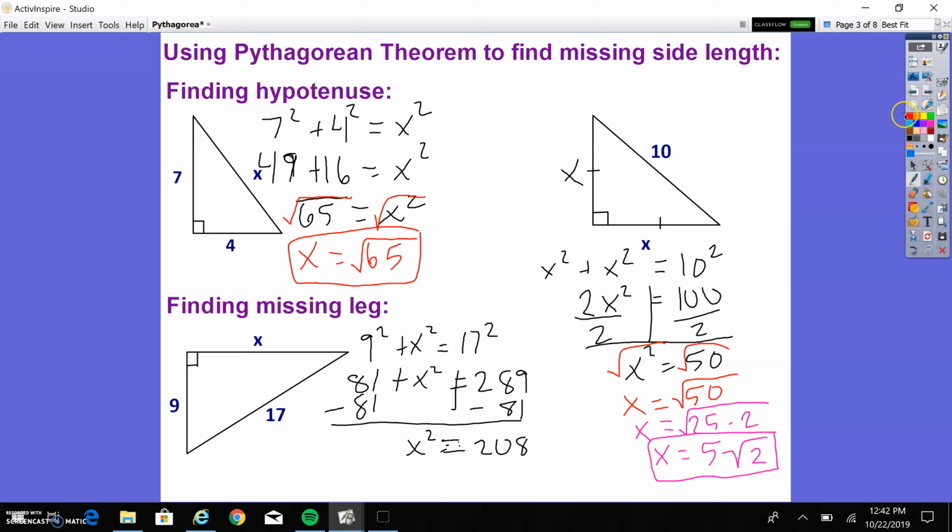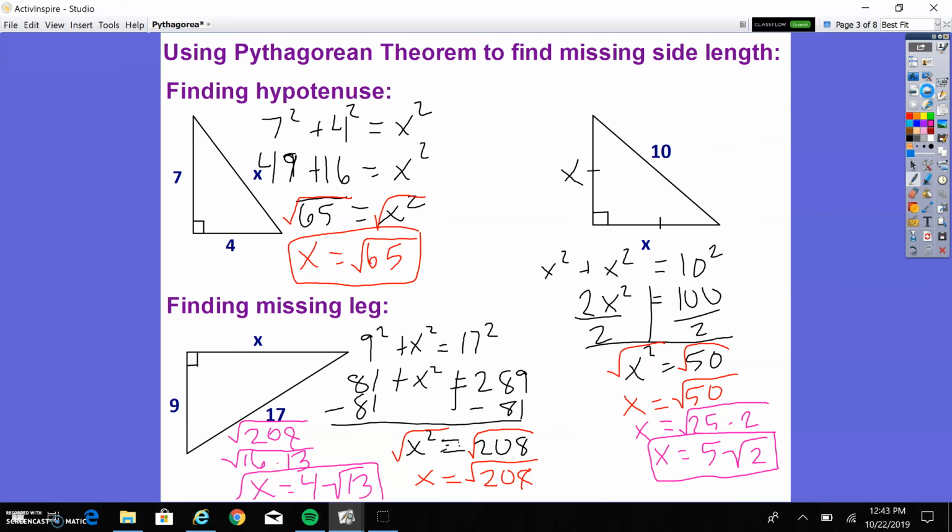And then again, I'm going to take the square root, showing you in red again, take the square root on both sides, so x equals the square root of 208. But 208 factors into 16 times 13, sorry. And the square root of 16 is 4. So in this case, x equals 4 times the square root of 13. So now we've used the Pythagorean theorem to find any missing side lengths that we have.